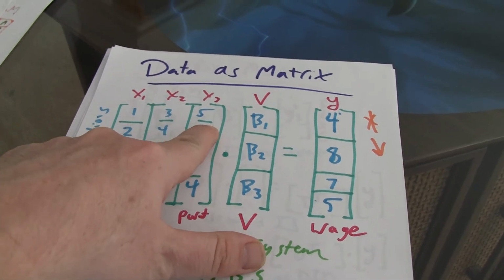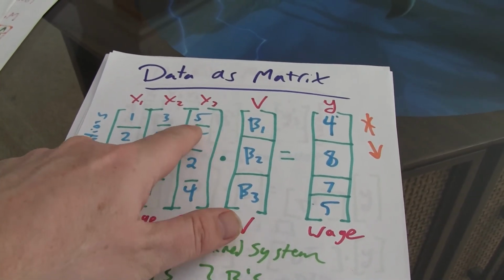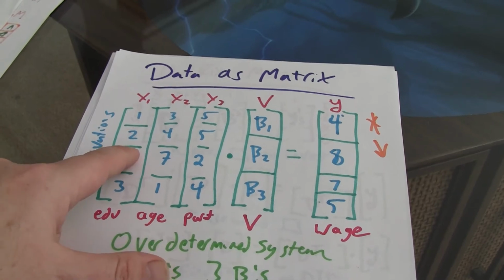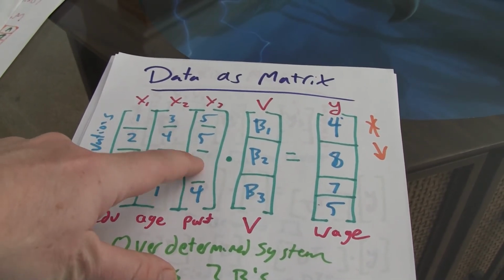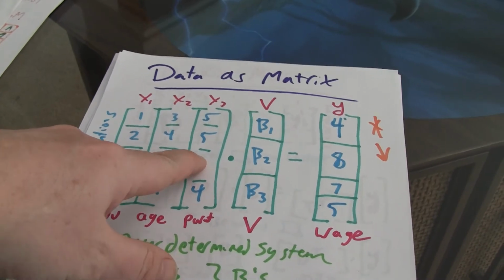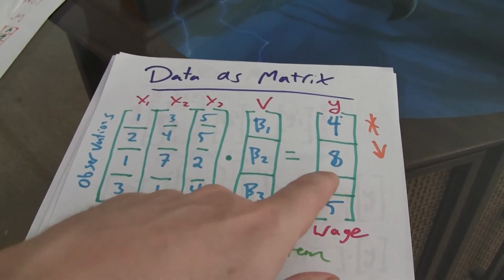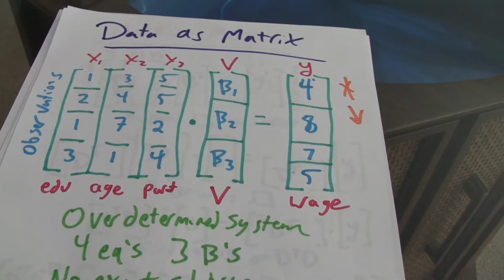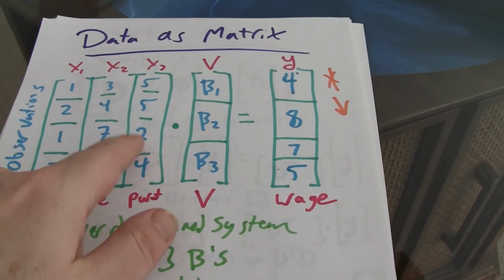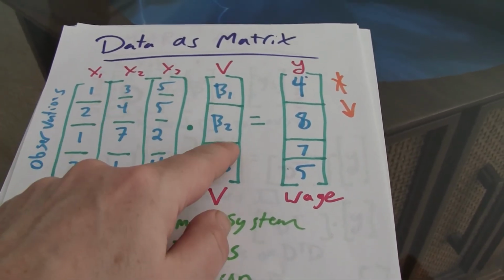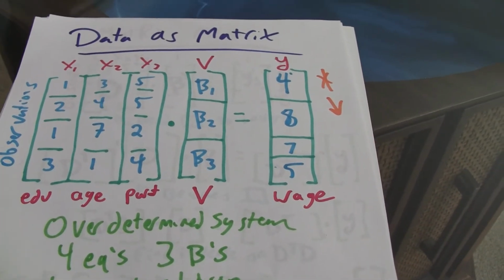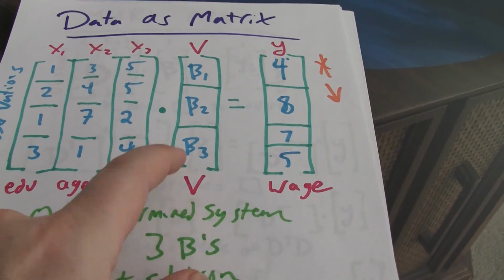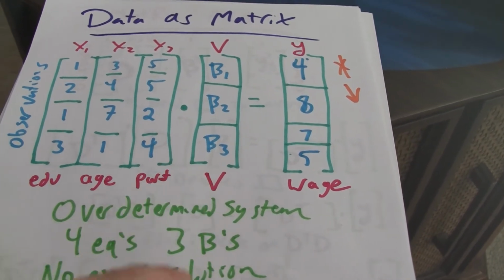I know those aren't real numbers. I was just using simple numbers, but that's the idea. And then our second person has an education of 2 and an age of 4 and a parent income of 5, and his wage is 8. If we multiply this matrix by our beta knots, then we get our wage. And we want to solve for these beta knots, or the betas.